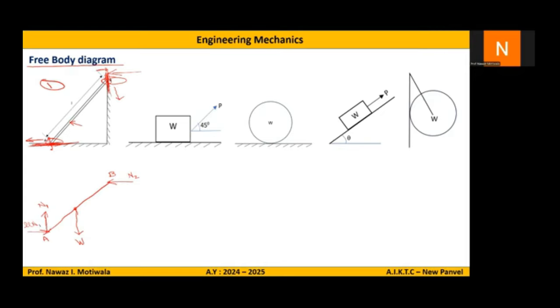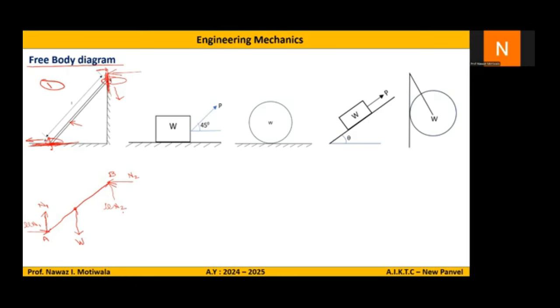Similarly, at point B, the motion of point B is towards downside. So the friction force acting at point B will be towards upside, and the value will be coefficient of friction, that is mu multiplied by N, the normal reaction at that particular point. So this completes the free body diagram of a ladder supported at points A and B.